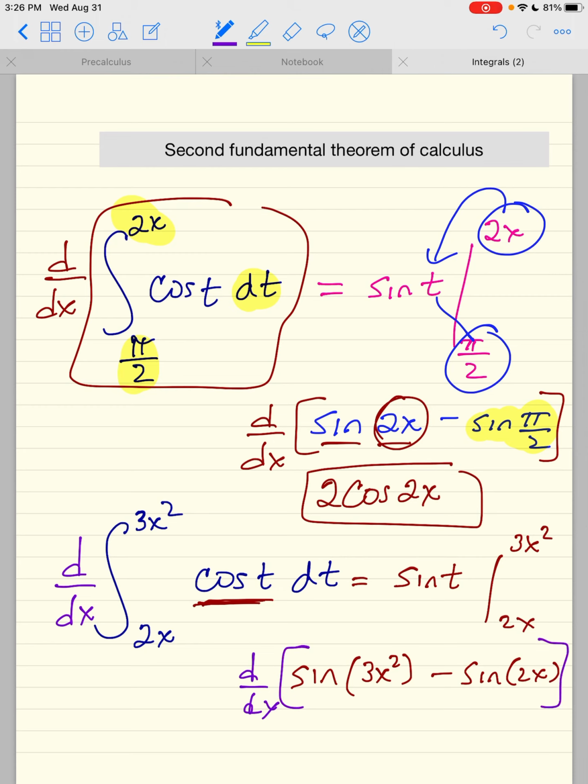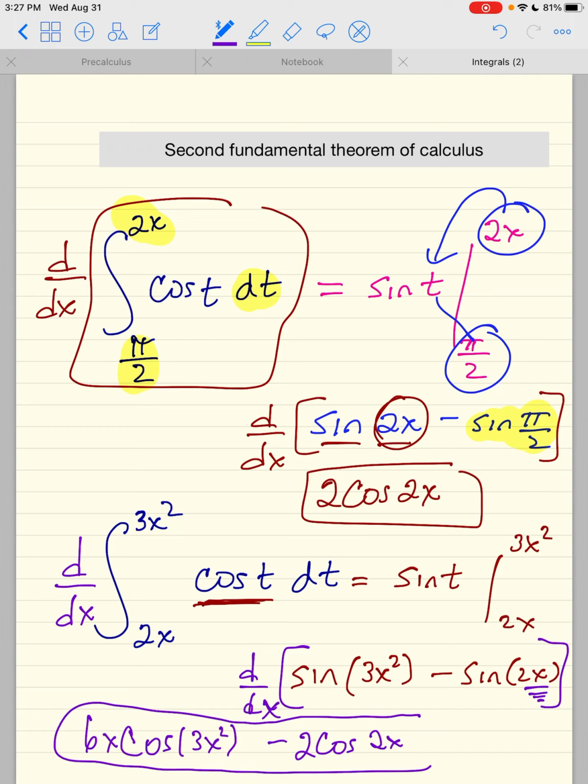Well, you can pause the video and try it if you want to, or you could just watch along. The derivative of sine angle is cosine angle, but times the derivative of the angle, which is 6x. So the derivative of the integral is going to be this. So let's take a look at these two and see if there's a faster way of just coming up with the answer than doing all of this work.